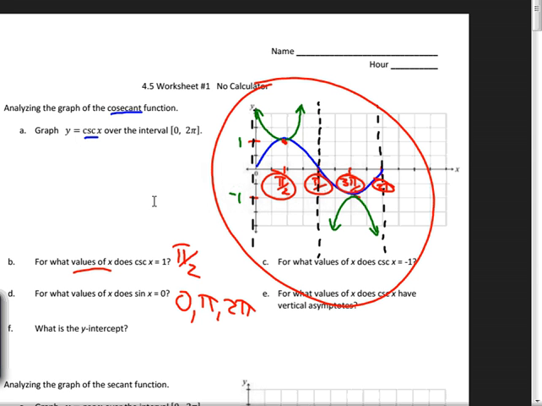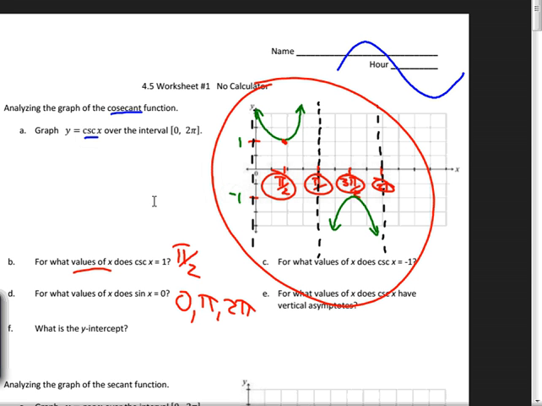What is the y-intercept? Well, if I look at this graph, where is it? Now the y-intercept of, not sine, but the y-intercept of cosecant. I should have really said that. What is the y-intercept of cosecant? It doesn't touch, does it? Does it ever touch the y? Isn't there an asymptote like right on that? So it'll never touch it, right? So you'd say none.